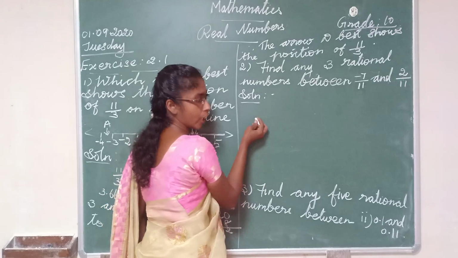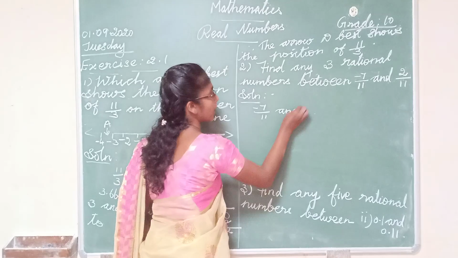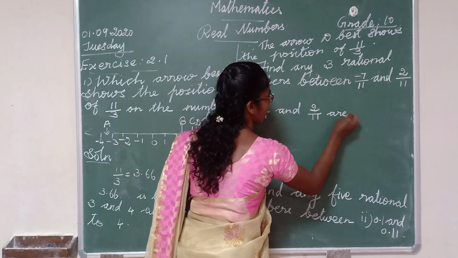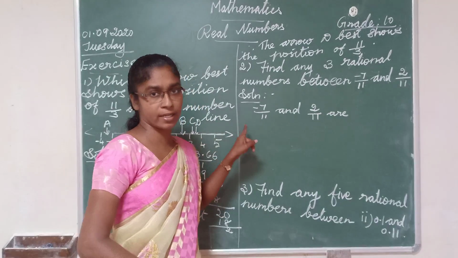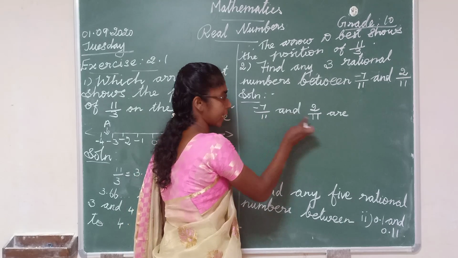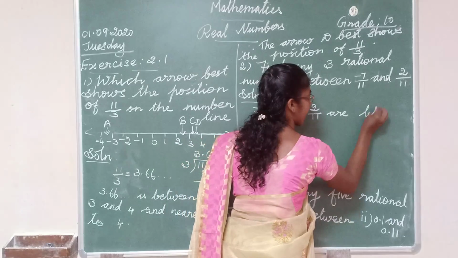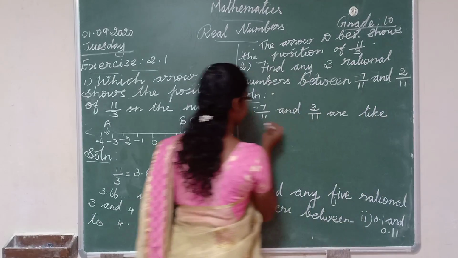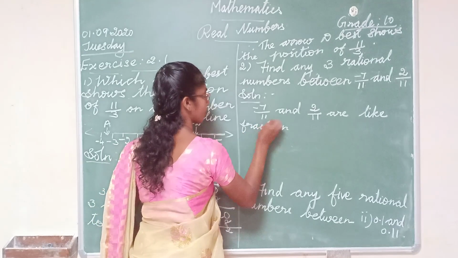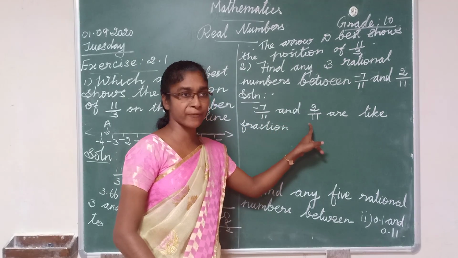Now we check these two numbers, -7/11 and 2/11. Are they like fractions? How can we find out like fractions? See the denominator. The denominator is 11 for both, so they are like fractions.